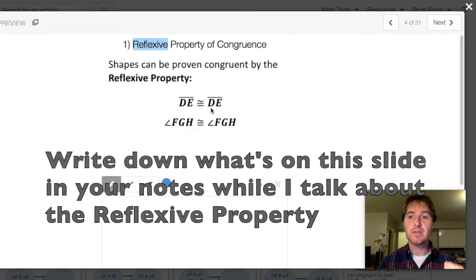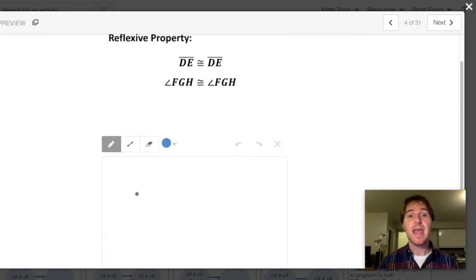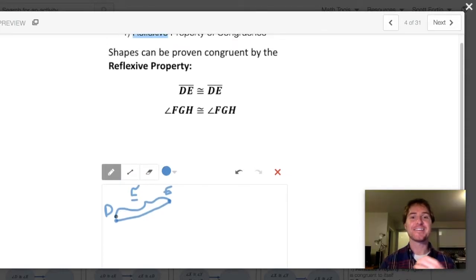So if you ever say this in a proof, if you ever say this when you're trying to prove something else here, the reason why you can say DE is congruent to DE is because any shape has the reflexive property. So for instance, if we have a segment DE, I have a point here and a point here. That segment, of course, is going to be just as long as itself. So it is congruent to itself. By definition, it has length DE, and that's just as long as length DE of itself. So DE is congruent to DE.